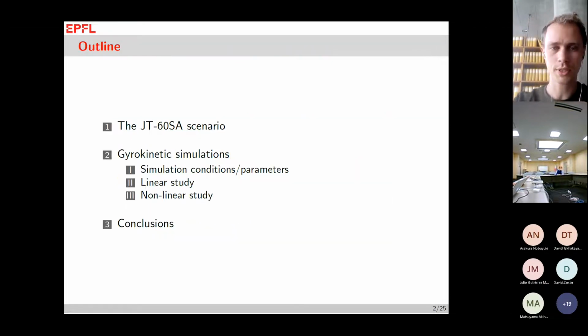This presentation is organized as follows. To begin with, I will present the details of the scenario we're looking at, the JT6TSA scenario. Then we'll look at our gyrokinetic simulations: the code we're using, the parameters and the simulation conditions. Then we'll look at the linear results first, which show us what types of modes and growth rates we have. Before going on to the nonlinear study, we will look at the saturated states, the heat fluxes and the transport. And then finally, I will make a summary and draw the conclusions.